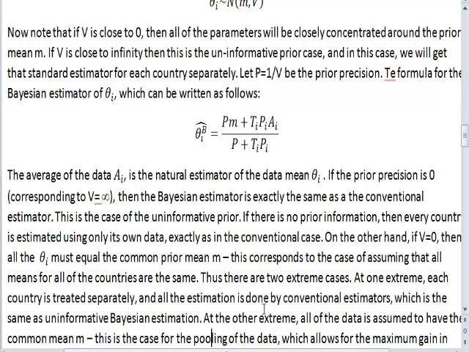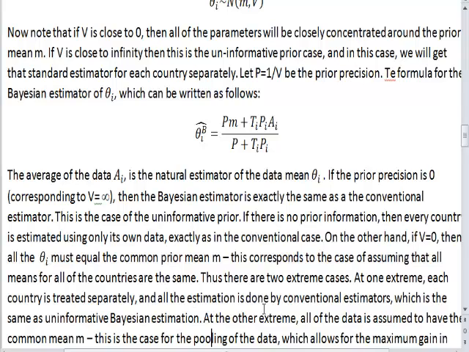Now this is the key formula to understand, that this contains both of the possibilities as a special case. If the data information goes to infinity, the precision goes to infinity, then this will converge to AI. The prior will wash out. It will disappear because all of the weight will be going to the data. So this is the case where all of the countries are separate and there is no borrowing from across the countries.